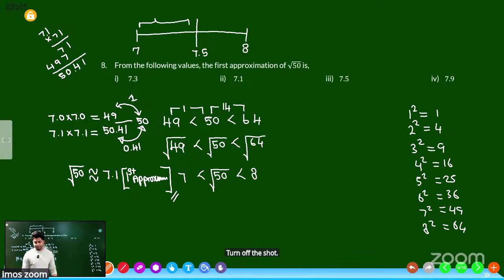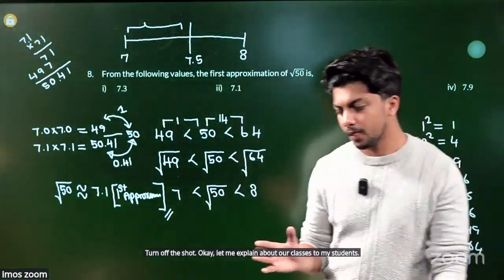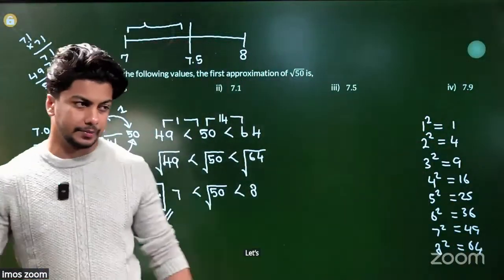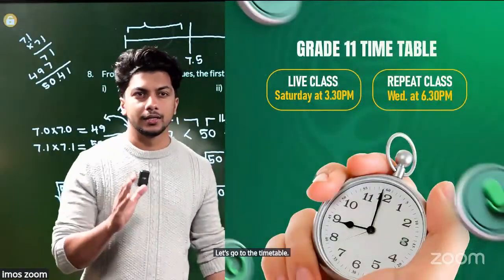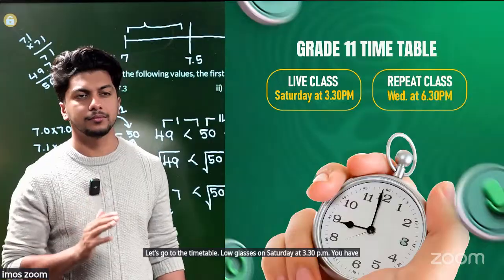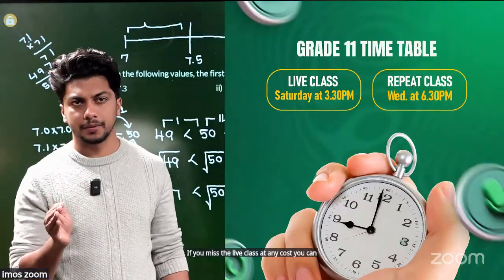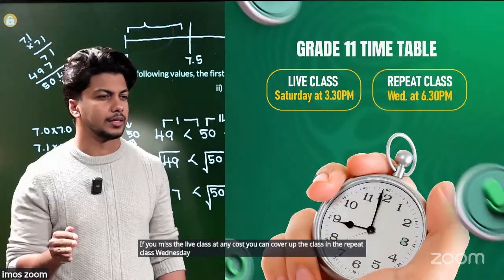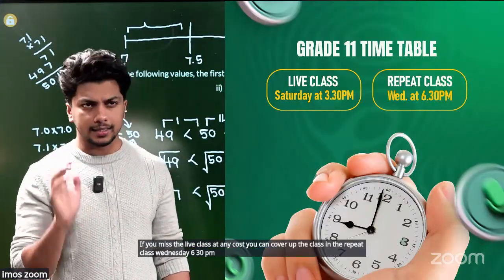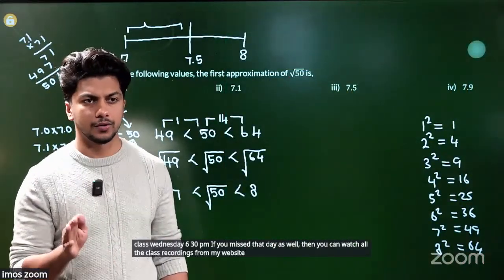Okay, let me explain about our classes to my students. Let's go to the timetable. Live class is on Saturday at 3:30 p.m. You have to come on Saturday at 3:30 p.m. If you miss the live class at any cost, you can cover the class in the repeat class on Wednesday at 6:30 p.m. If you miss that as well, then you can watch all the class recordings from my website isharamadushan.lk.